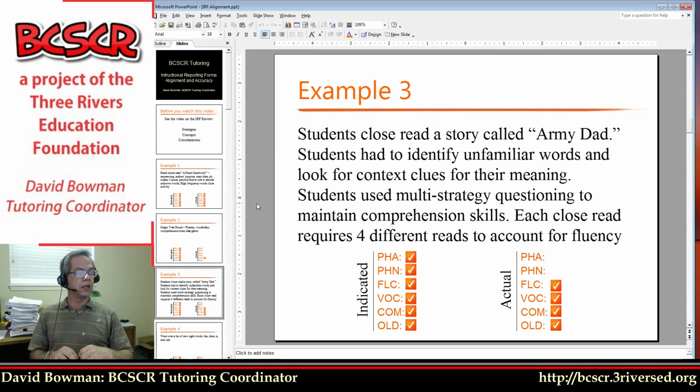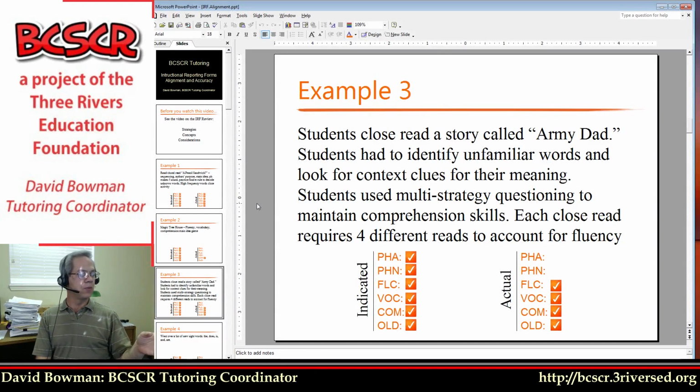Example 3. Again, in this one, the tutor indicates that all of the 6 areas have been addressed. Students close read a story called Army Dad. Students had to identify unfamiliar words and look for context clues for their meaning. Students used multi-strategy questioning to maintain comprehension skills. Each close read requires 4 different reads to account for fluency. And the tutor indicates all 6 areas.